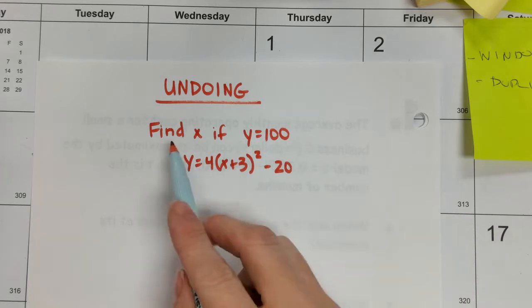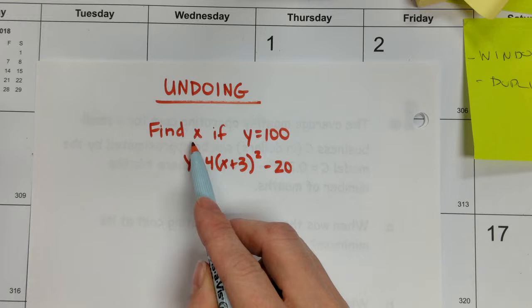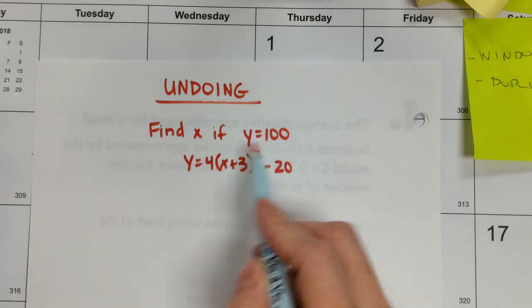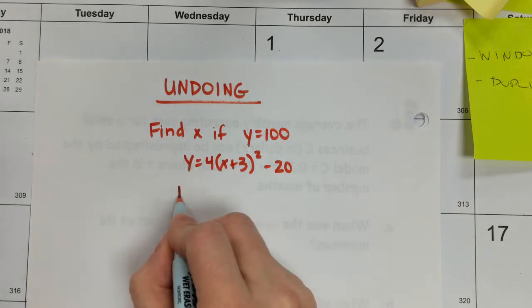So first thing I have to do, it says find x. What that tells me is I'm going to have two answers since it's a quadratic, and I know that y is going to be 100. So when I look at my equation, I have to take the 100 and plug it in for y.